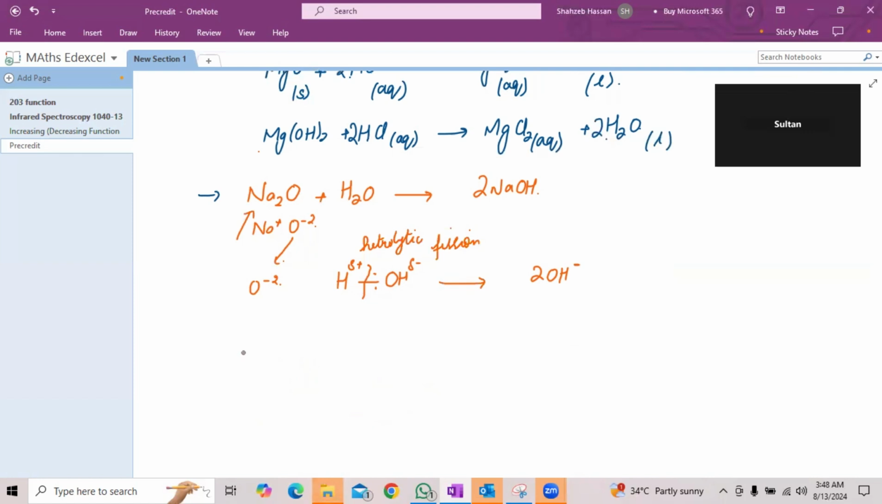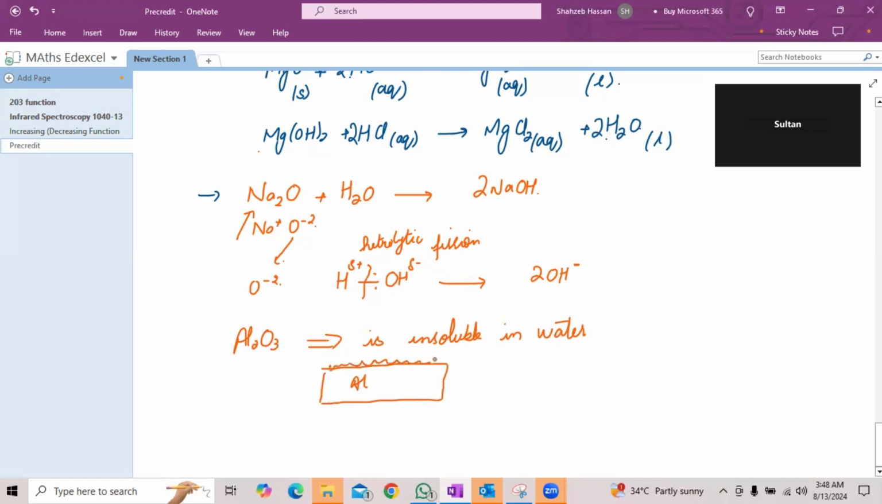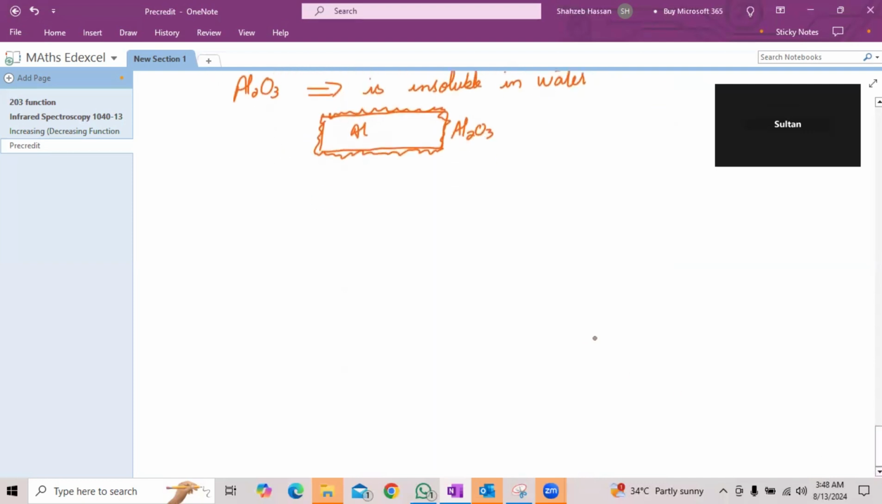After this, let's move towards aluminium oxide. Remember, aluminium oxide is insoluble in water. I have told you before that surrounding aluminium there is a coating of aluminium oxide that has been formed, and that would stop further reaction with oxygen. So an aluminium oxide layer is formed surrounding the aluminium. Then what is going to happen?